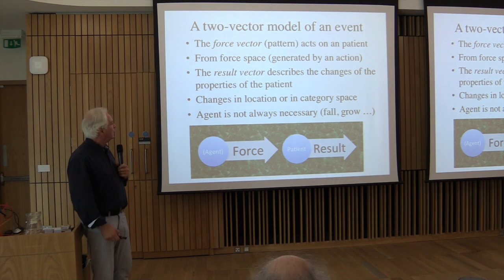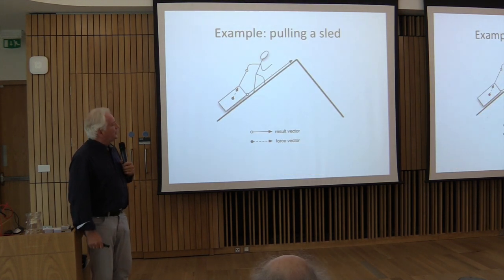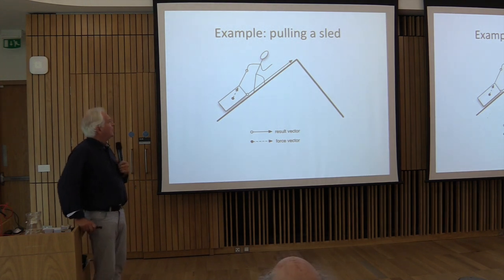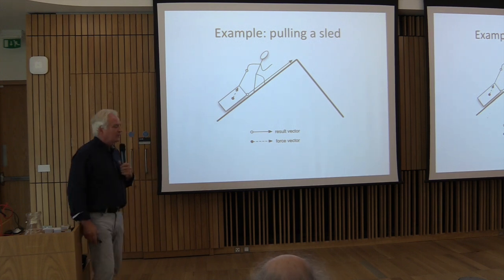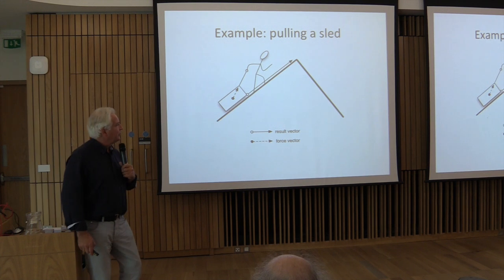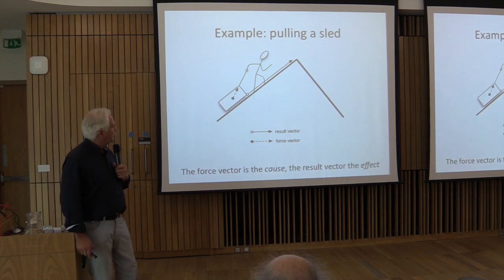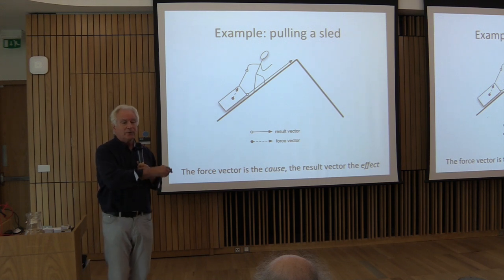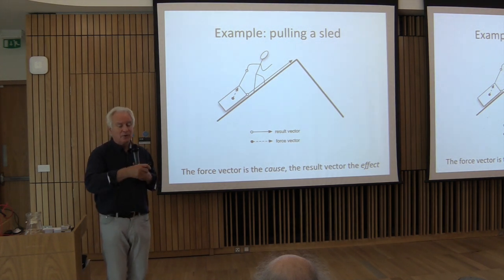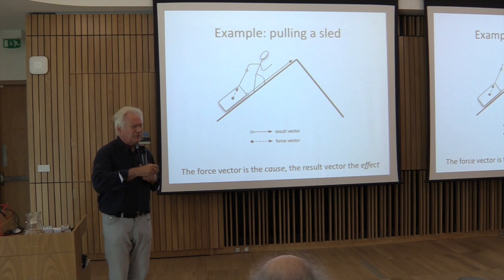There is no agent. So here's a simple-minded example. Pulling a sled. This is the agent, that's the patient, and the force vector is the pulling vector, and the result vector is then the movement of the sled up the hill. So that's an event, a very simple example of it. And in general, the force vector is the cause, and the result vector is the effect.